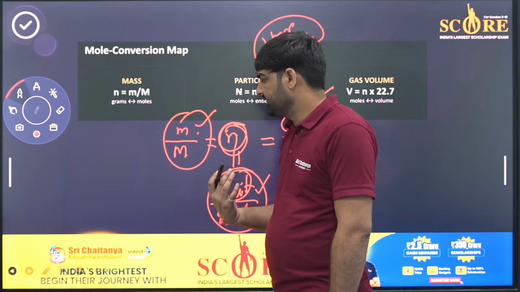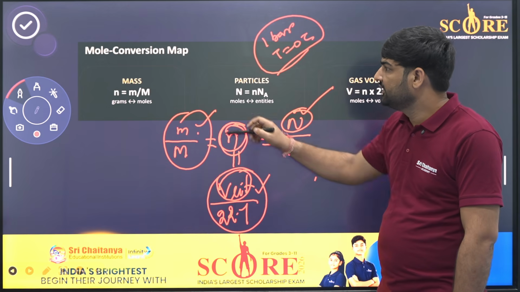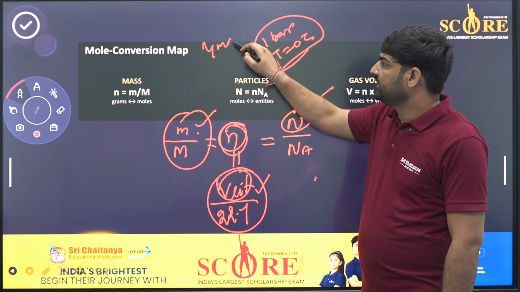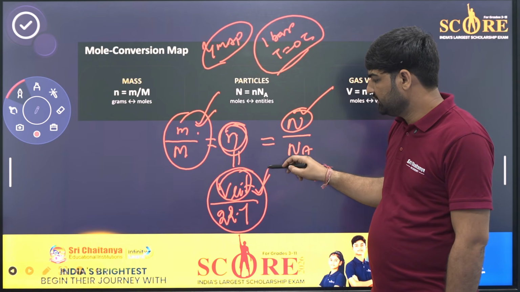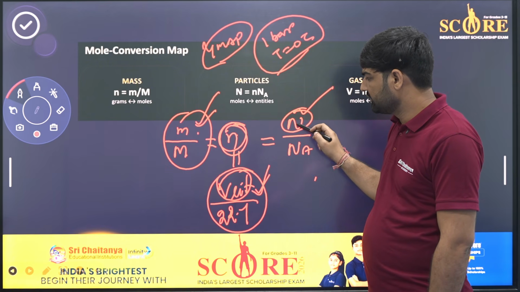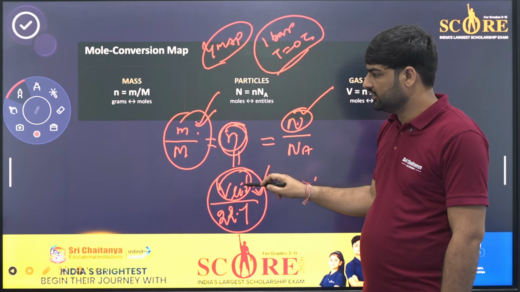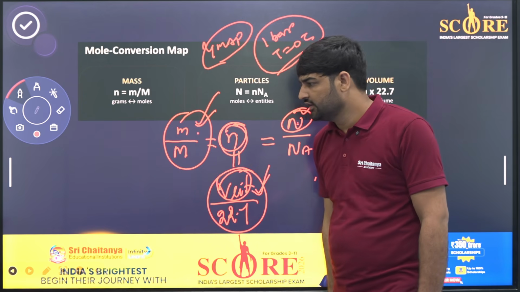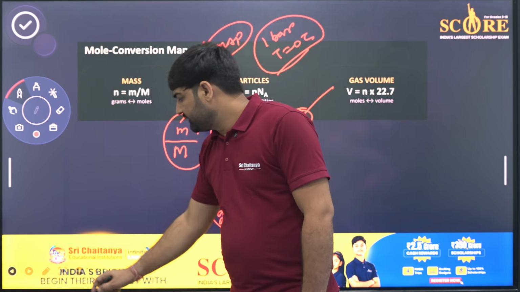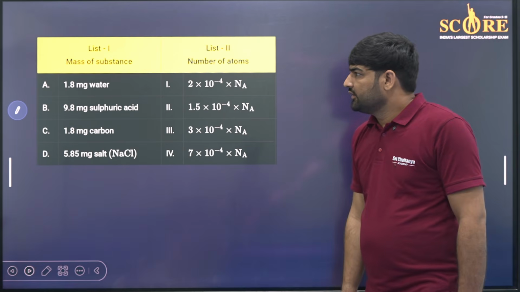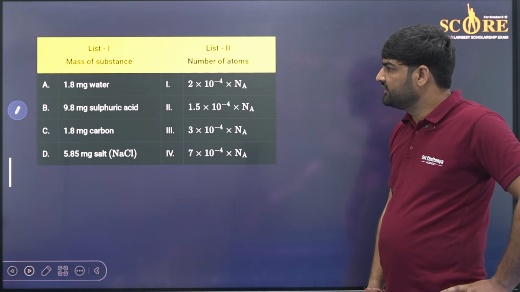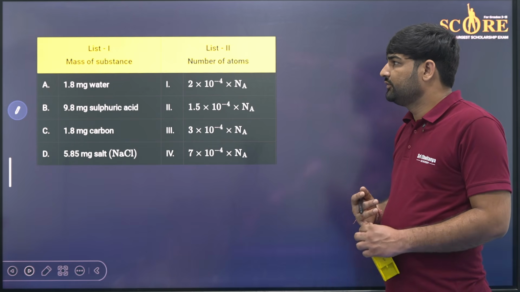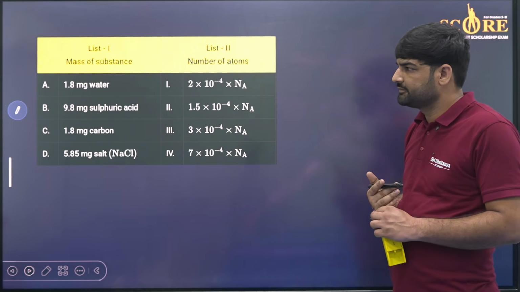So this was about YMAP. YMAP is conversion of mass into volume, mass into number of particles, and volume converts into mass. For that, these are three formulas. This is some basic problem in which mass is given and you have to find out number of atoms.